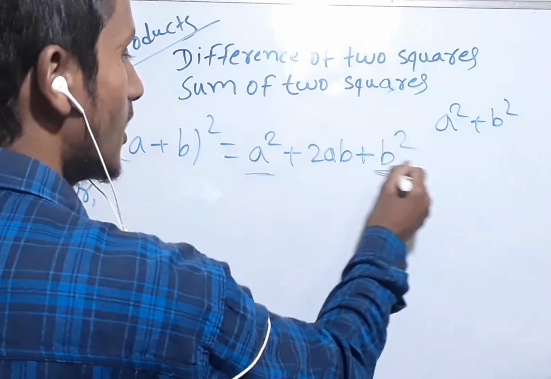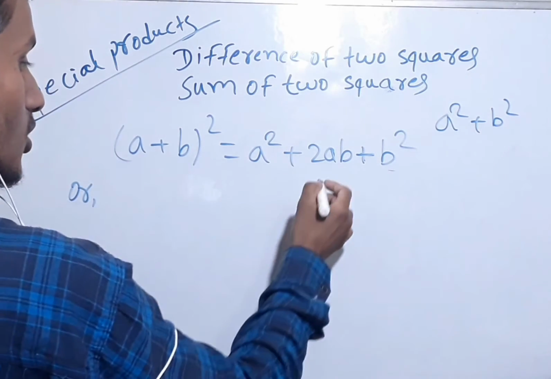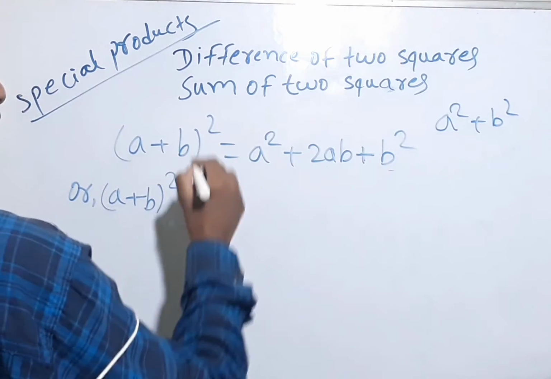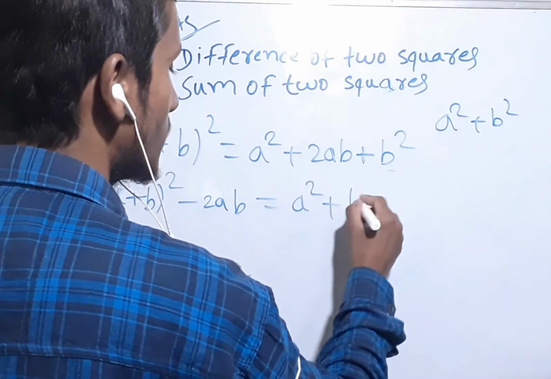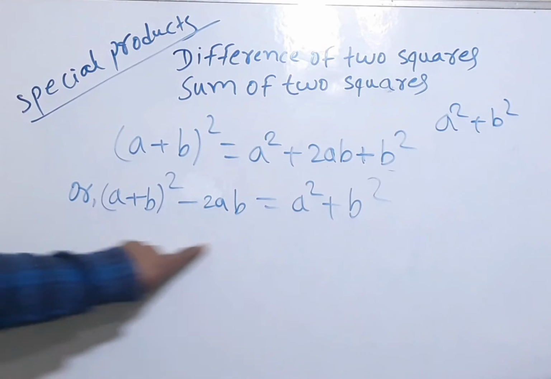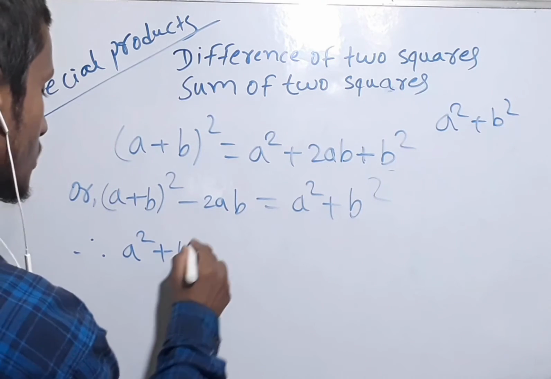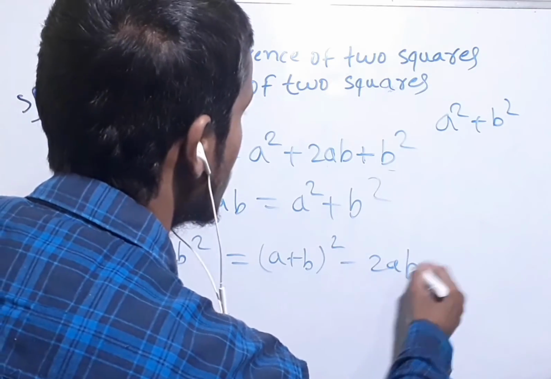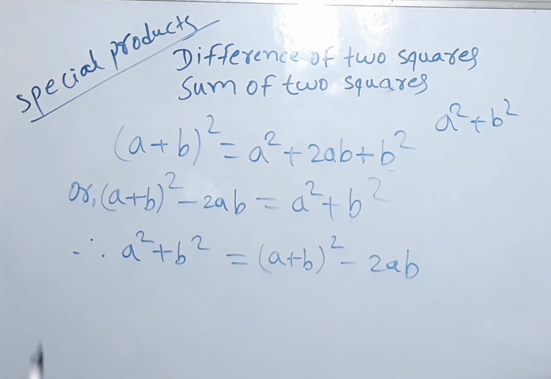So why not try to solve for this a squared plus b squared. Then we have to take this to the other side. So (a plus b) to the whole square, if you take this to the other side, it will be minus 2ab, and on this side it will be a squared plus b squared. This means that a squared plus b squared is equal to (a plus b) to the whole square minus 2ab. This is the same formula that we wrote just a while ago.